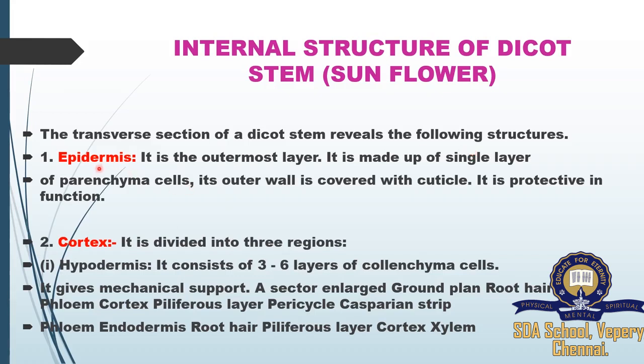The first part is the epidermis. It is the outermost layer. It is made up of a single layer of parenchyma cells. Its outer wall is covered with cuticle. It is protective in function. Yes, the outermost layer in this stem is the epidermis. It is made up of a single layer of parenchyma cells. Its outer wall is covered with cuticle. We already studied in the last class what cuticle is. There are small pores present on the outside of the plant. It helps the evaporation of water in the plant.